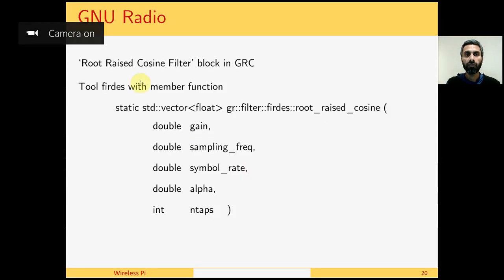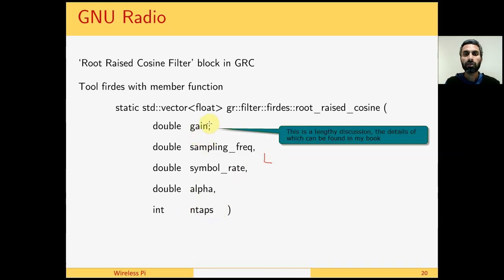In GNU Radio, for example, we have a root raised cosine filter block in GRC. The actual utility is firdes, which designs windowed FIR filters, which has a member function root raised cosine, and here are the arguments. Sampling frequency, we already know that. Symbol rate, the relationship between the two is defined by L, the number of samples per symbol. So this symbol rate is Fs over L. Alpha is the excess bandwidth we have discussed so far, and taps is the number of taps in the resulting root raised cosine impulse response.